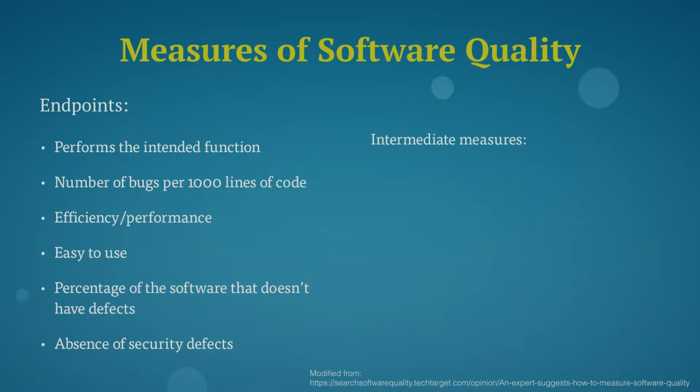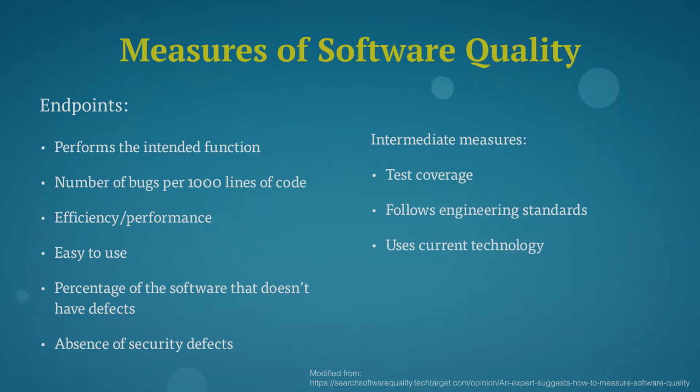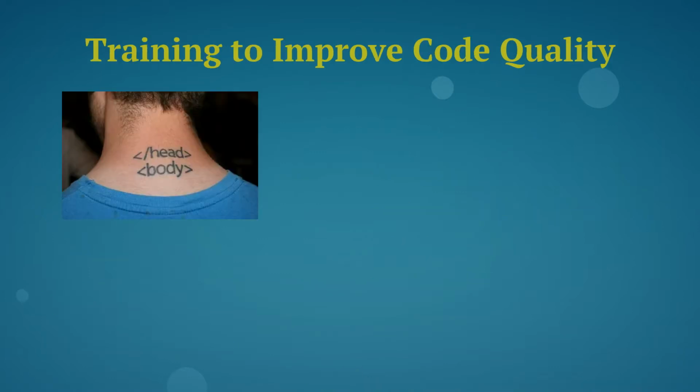And then there are intermediate measures, not quite endpoints, but leading to the endpoints, like test coverage. How much of the code actually has testing? Does it follow engineering standards? That would be just everything from code formatting to proper variable naming. Does it use current technology? And can it be modified easily?